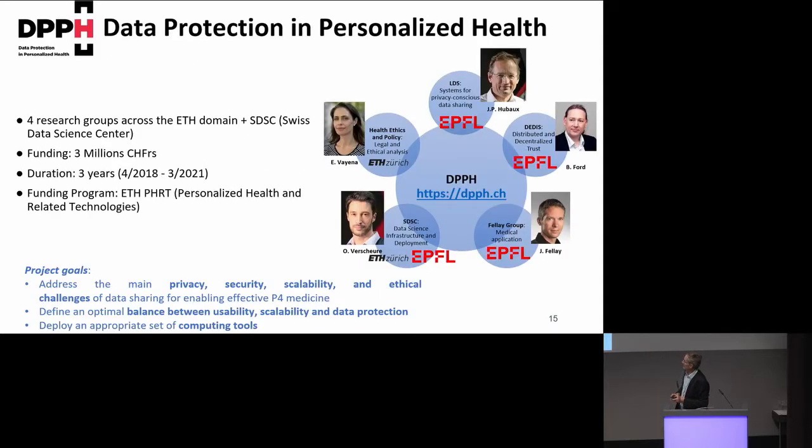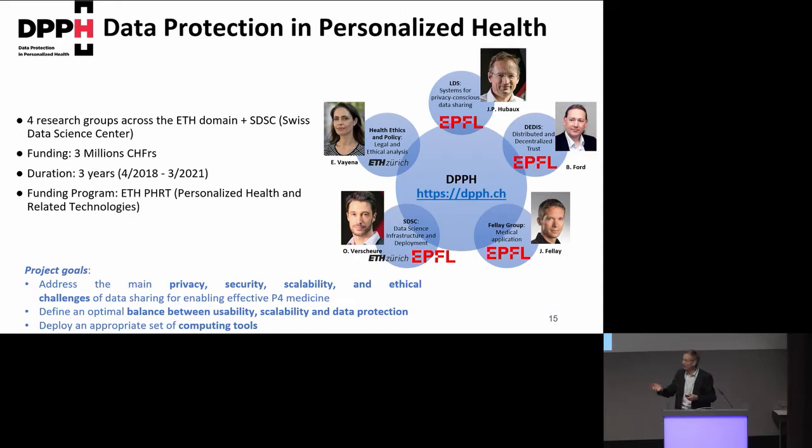This is what we explored in this project, in the framework of the SPHN, the Swiss Personal Health Network, which brings together an ethicist, a specialist of machine learning, a geneticist, a specialist of blockchain and distributed systems, and myself, a kind of multidisciplinary team to come up with appropriate solutions, in particular to address the main privacy, security, scalability, and ethical challenges of data sharing for enabling effective P4 medicine, but also to deploy an appropriate set of computing tools. So we have to show that it works.